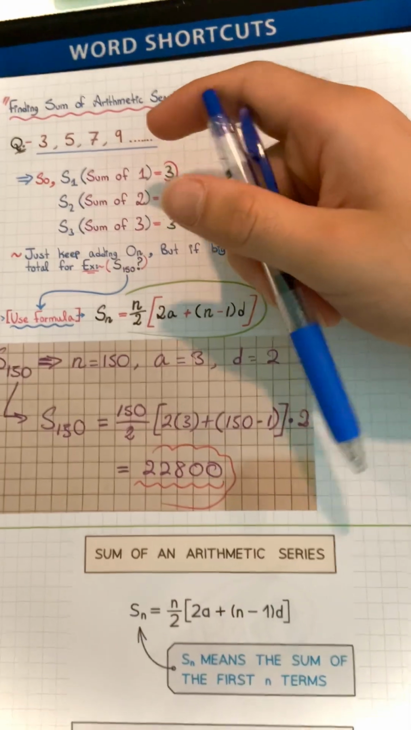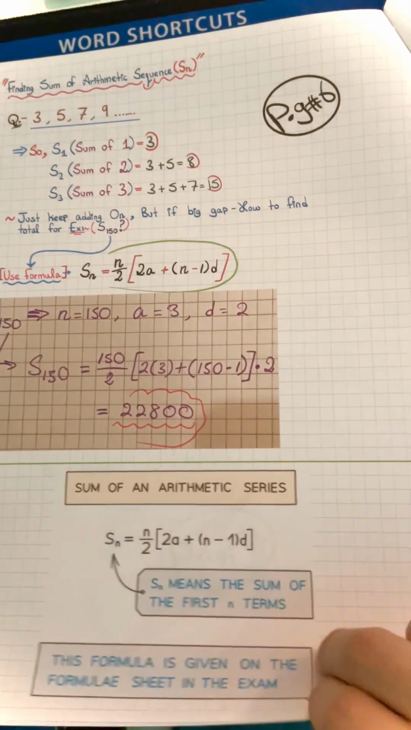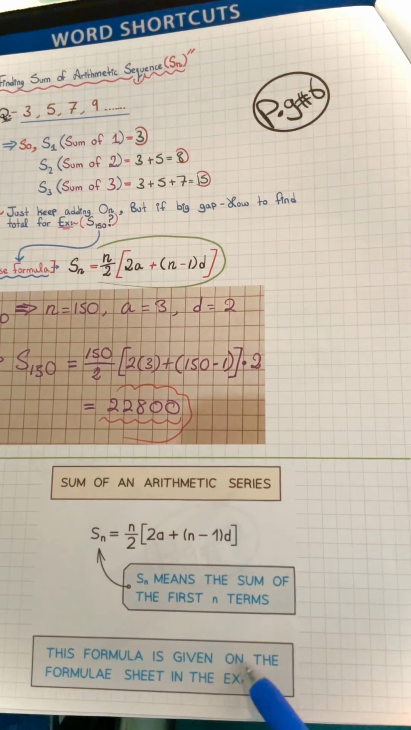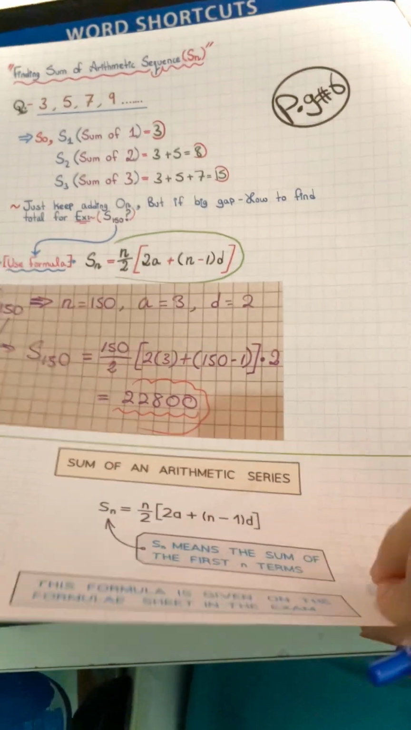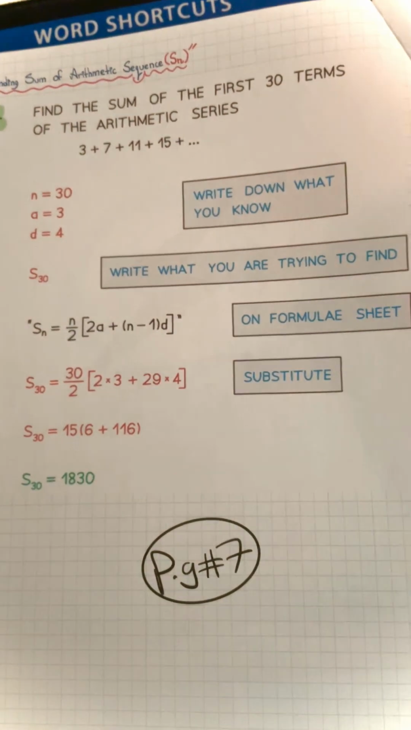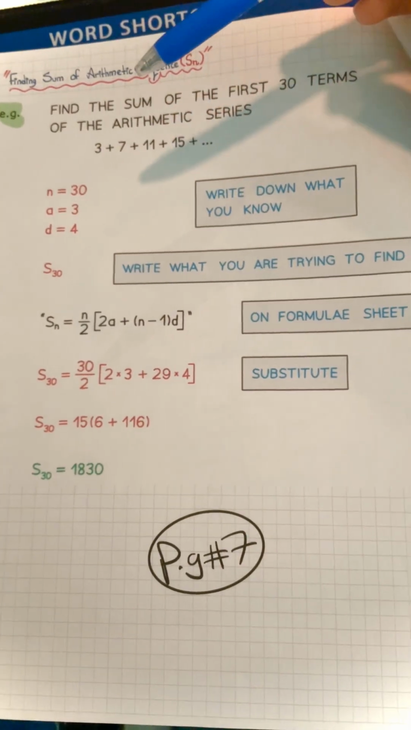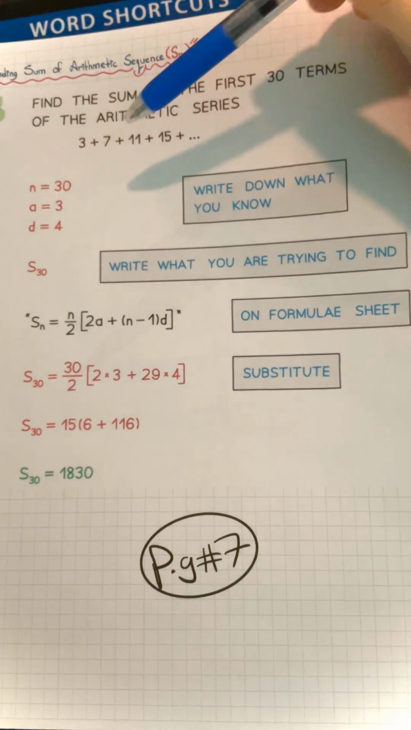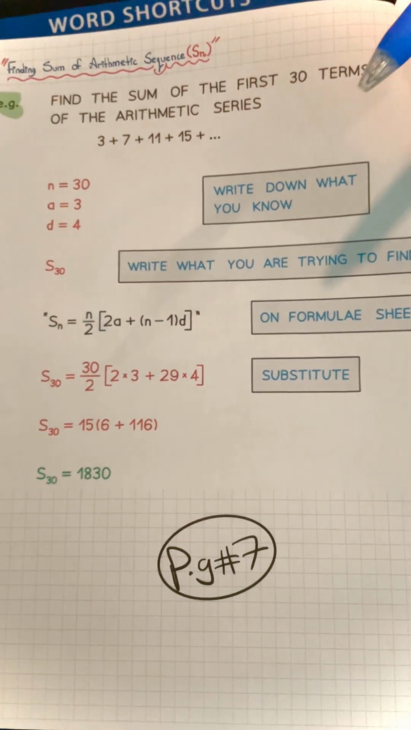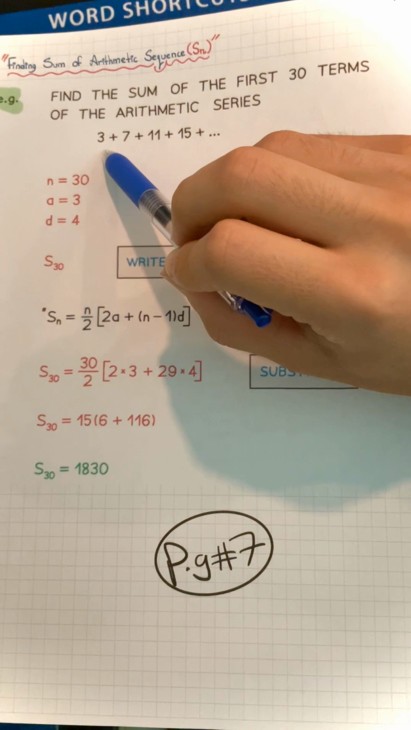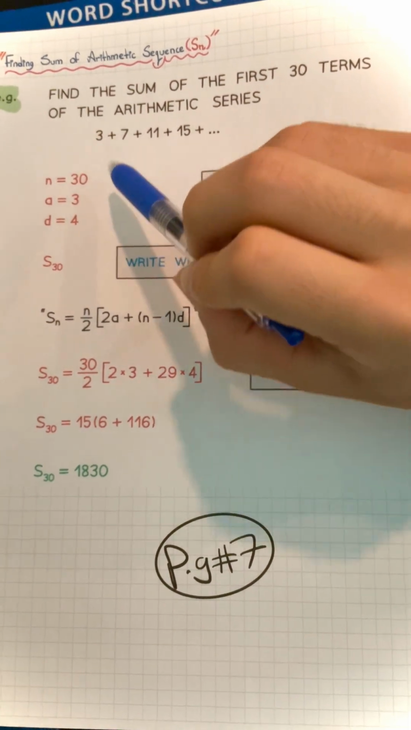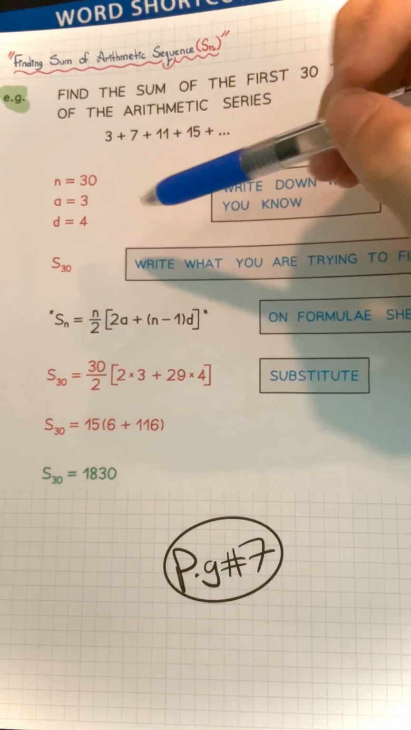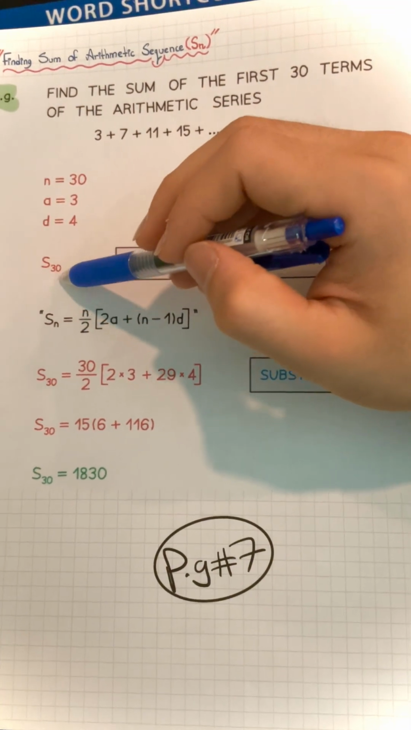As simple as that. Okay? By the way, again, the formula is given on the formula sheet in the exam, so don't be worried. Let's have a look at one last example on how to solve this. So, find the sum of the first 30 terms of the arithmetic series 3, 7, 11, 15. Okay, write down what you know. 3 is a, the first term. What is the difference? 4 is the difference. And what is n? It is S of 30, so n is 30.